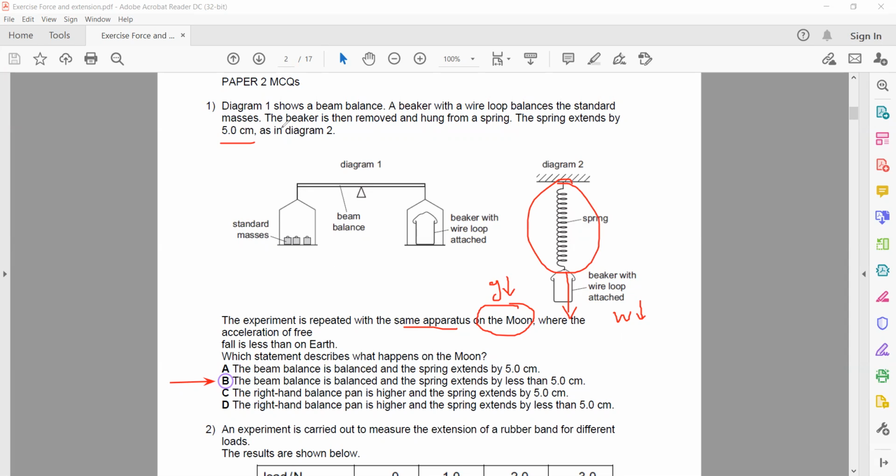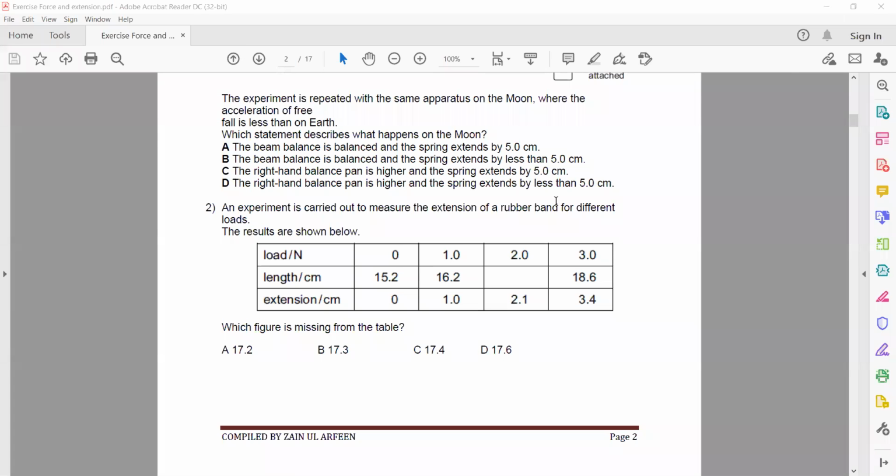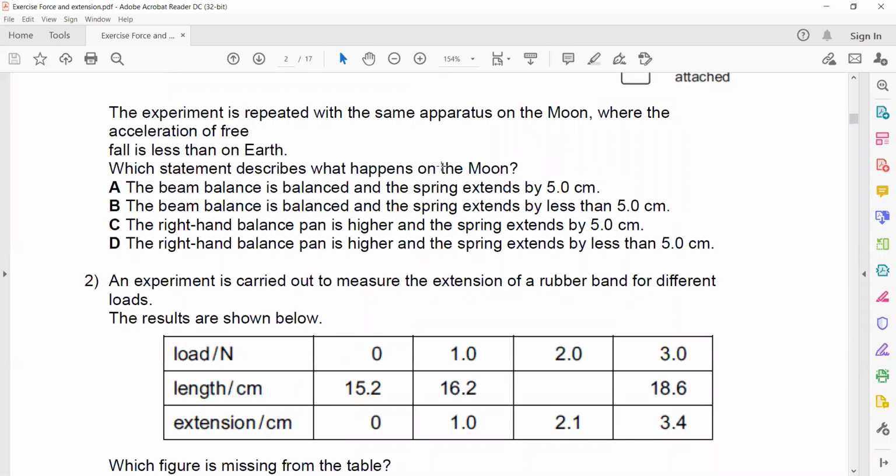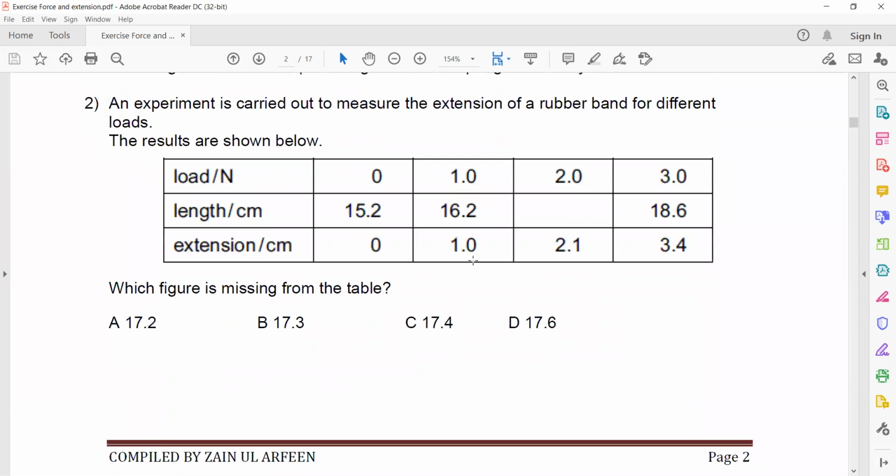Is it clear, this question? To everyone? So basically it is showing a concept that mass does not change and the weight of an object changes. That's why it will have different extension.